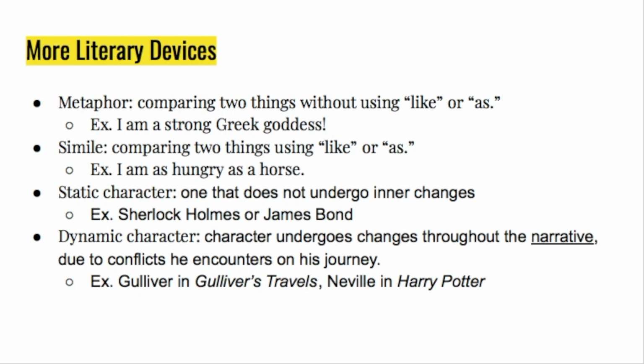So now we're going back to some characterization. And these are important as well because they can help with the plot, they can help determine the problem of the story or add tension, and they also help you know who's a main character and who's not. So a static character does not change. So Sherlock Holmes or James Bond. Now both of those characters are the main characters in a story, and so just because it's a static character does not mean that they can't be important or a main part of the story or even the protagonist. Usually they're not, but sometimes they are.